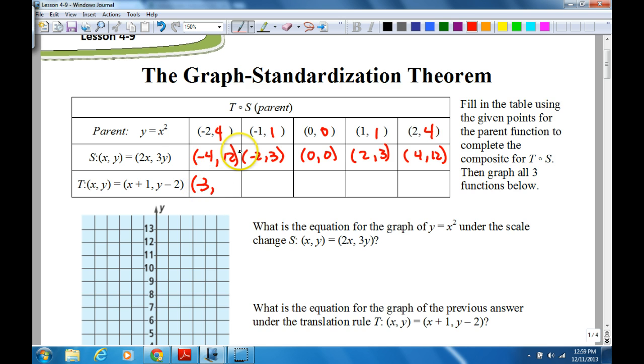Wait, what are you doing? Why are you cross multiplying? Why is that one though and not the parent? Because we are doing a composite. So you have to take the one above it. Yes. So I'm taking this number right here and putting it towards a translation change. Negative 4 plus 1 is negative 3. Negative 3, 10.